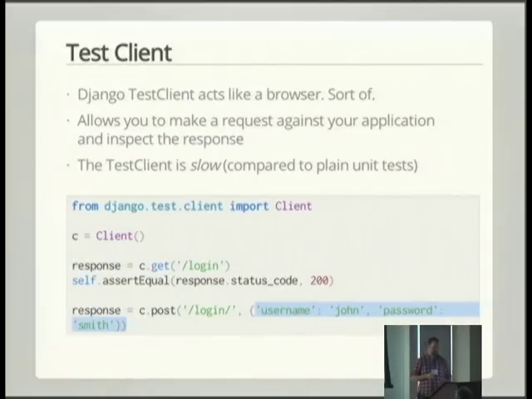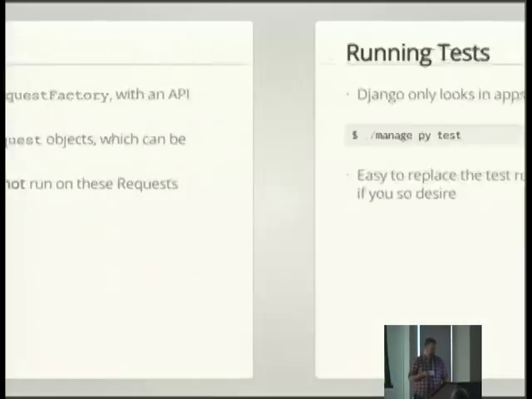And basically the API looks exactly like the test client. So you make a request factory, and then you call .get, you call .post, but the difference is instead of getting a response back, you get a request back, which you then just pass into your view.